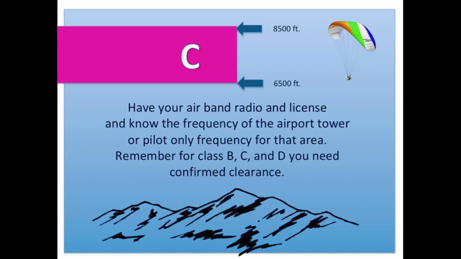For Class C, to enter into it, you must have your airband radio and license and know the frequency of the airport tower or pilot-only frequency for that area. And remember, for Class B, C, and D, you need confirmed clearance. It's that simple.